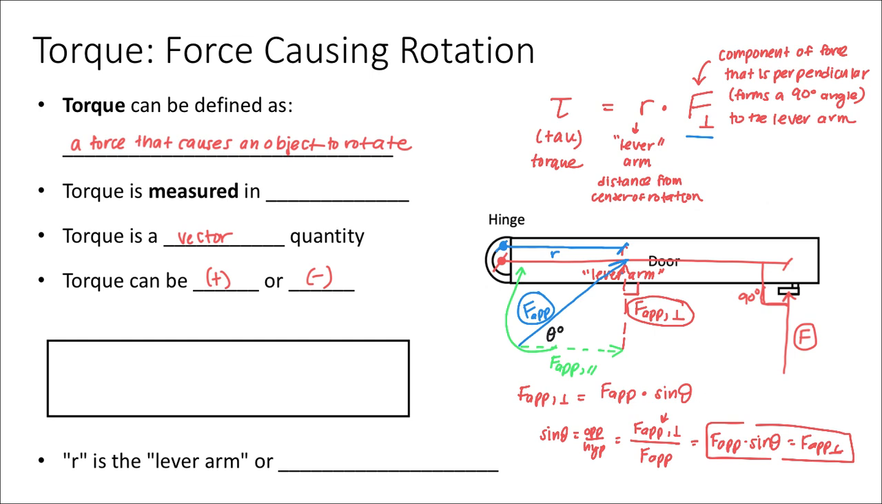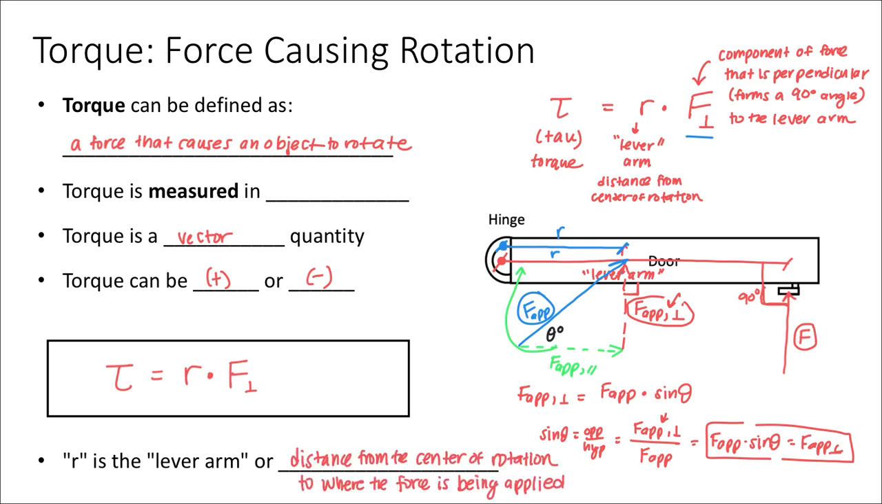In this case, the torque provided by that force would be this force component right here multiplied by the lever arm here in blue, which is the distance from the hinge to that force. So our overall equation that you'll need to know is torque, tau, is equal to R, the lever arm, multiplied by the perpendicular component of the force producing that torque. I know lever arm is a funky term, but it is the distance from the center of rotation to where the force is applied.